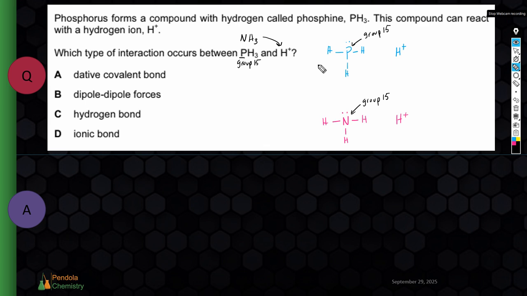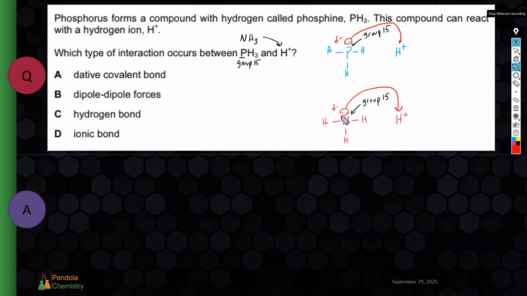So what happens here? Well, we talked about how the ammonia, NH3, is going to use its lone pair to form a dative covalent bond to hydrogen plus. Because the nitrogen is partially negative and the hydrogen plus is positive, it uses its lone pair to bond to the hydrogen plus. Phosphorus is going to do the exact same thing. It uses this lone pair because it is partially negative, just like ammonia, and it's going to create a bond to the hydrogen plus.